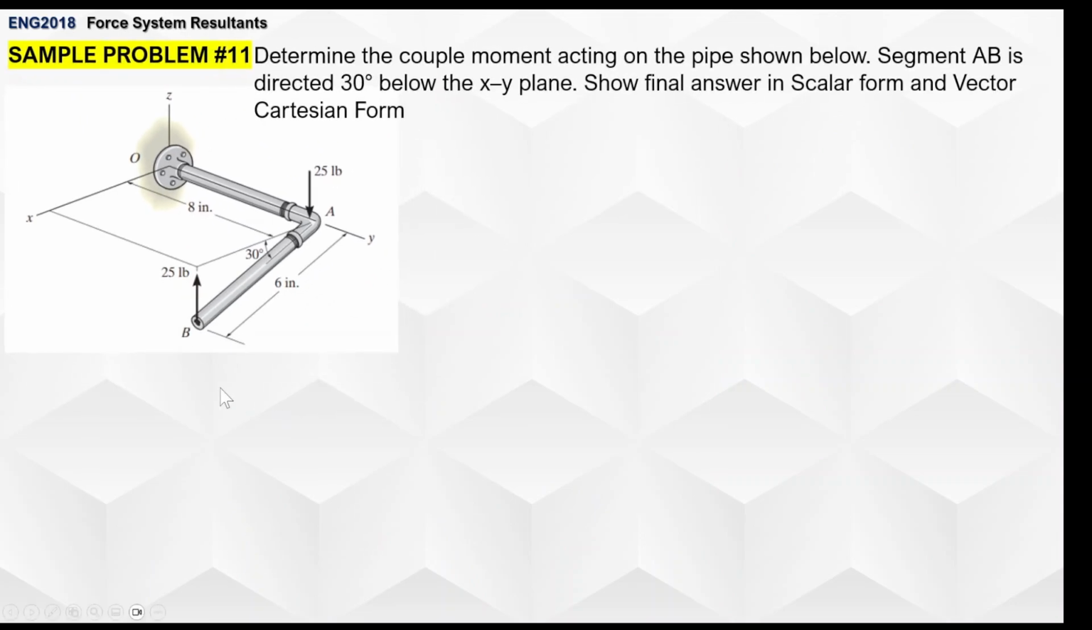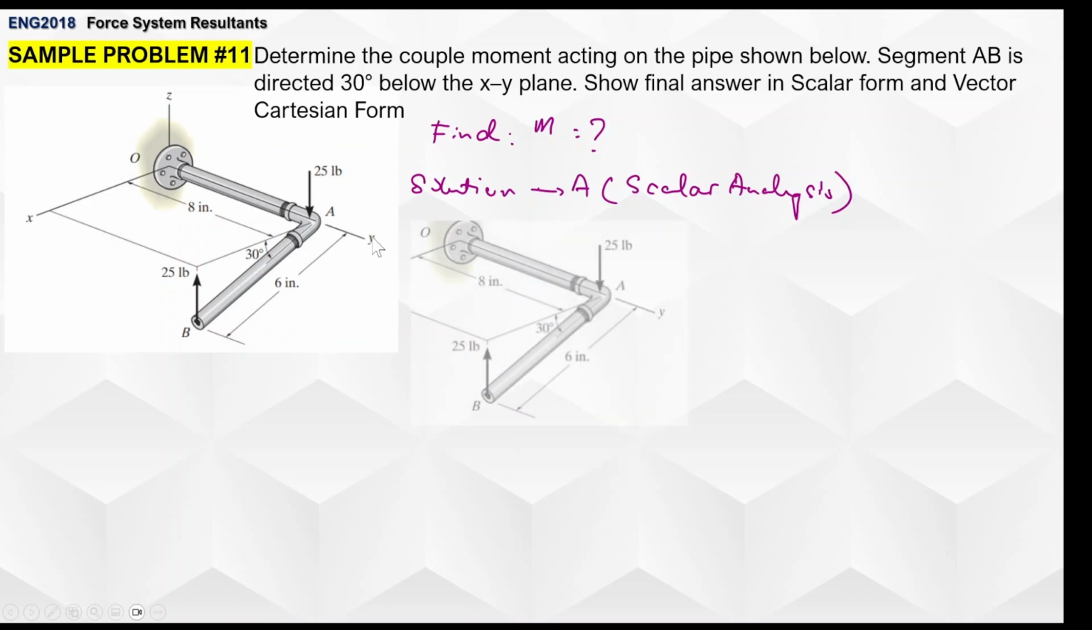All right, let's try solving it one by one now. So we're going to find the couple moment here. We can try solution A first, scalarly, which is simply force times perpendicular distance. So all we have to do is just outline it. So what do we need? We need force times perpendicular distance. We have force already. All we need to determine is the perpendicular distance.